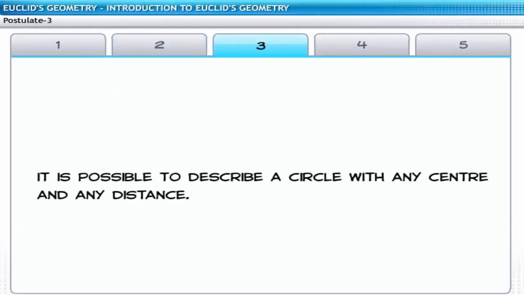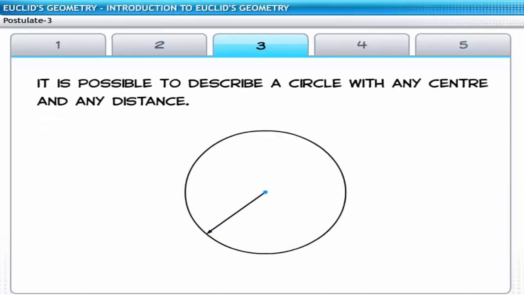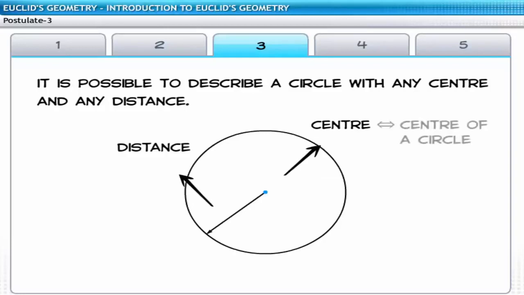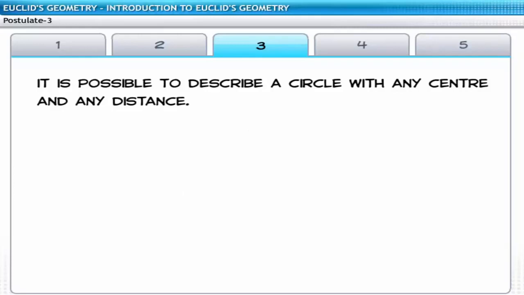The third postulate states that it is possible to describe a circle with any center and any distance. The statement can be described in 2 parts: the center and the distance. Here the words center and distance correspond to the center and radius of a circle. This postulate indirectly describes the shape of the circle, where the distance between the center and any point on the circumference of the circle is the radius.